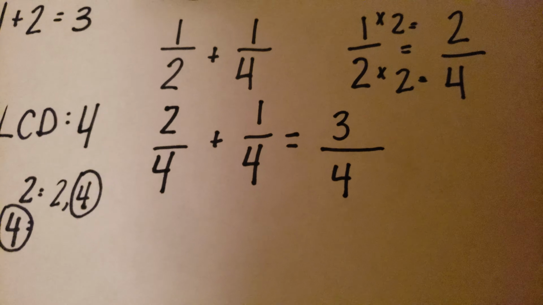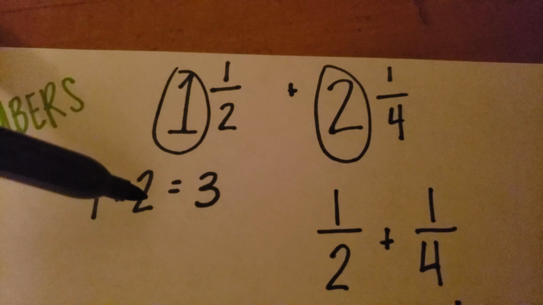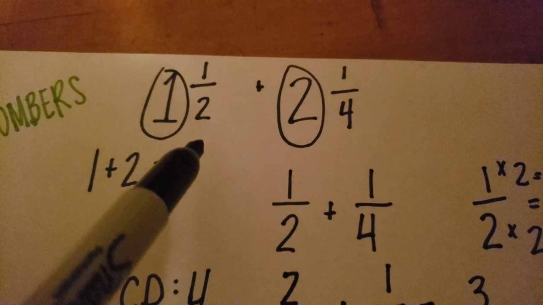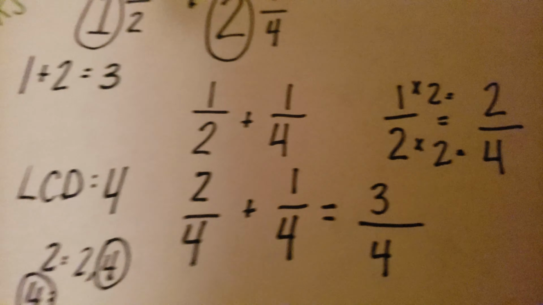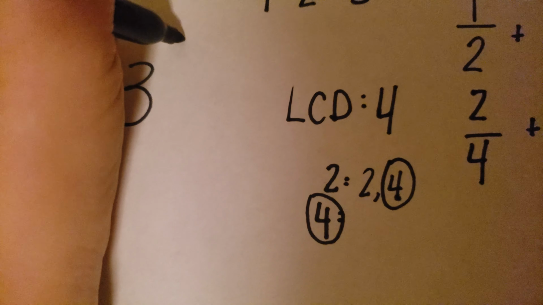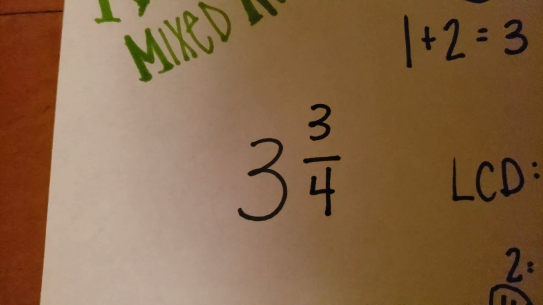Now I can finish my problem. I've added my two whole numbers. 1 plus 2 equals 3. And then I went and added my fractions. 1/2 plus 1/4 equals 3/4. I'm going to bring my 3/4 to join my whole number over here. And 3 3/4 will be my answer.